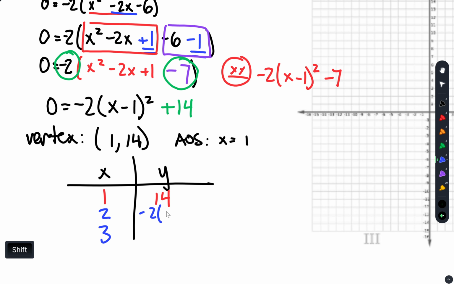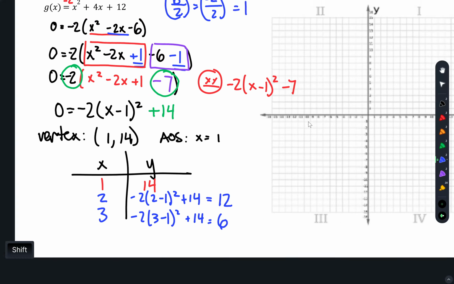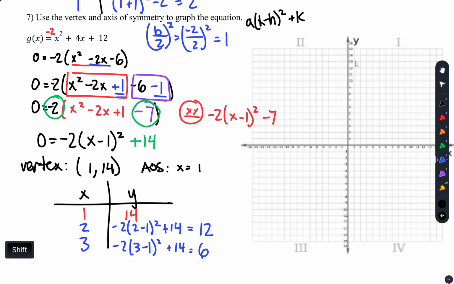-2 times 2 minus 1 squared plus 14. -2 times 3 minus 1 squared plus 14. This is going to be 2 minus 1 is 1. 1 squared is 1. 1 times -2, -2. This is 12. And then I think this is 6. So we plot (1, 14). I have (2, 12). And I have (3, 6).